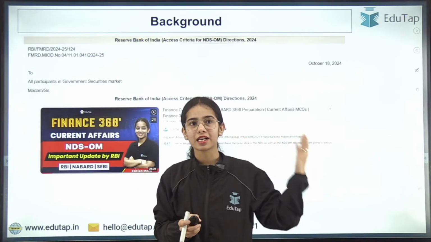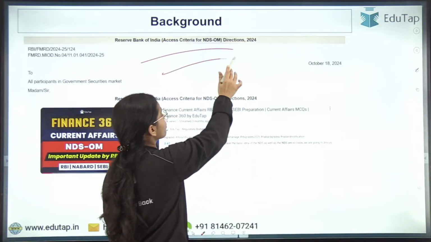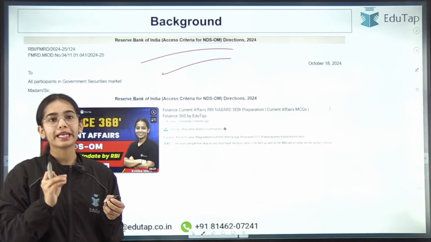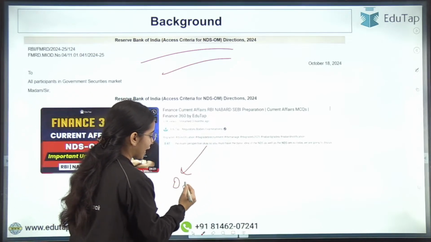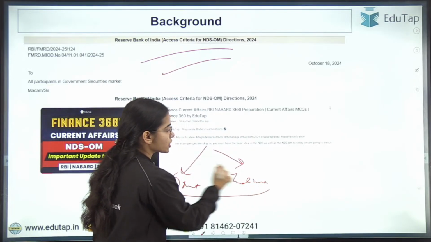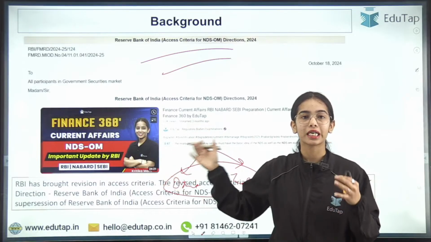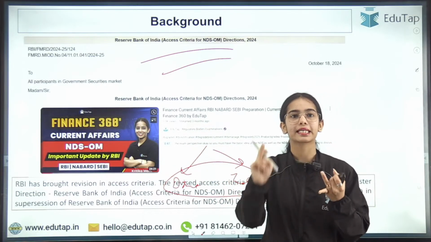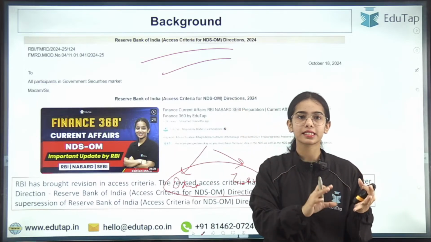Now, as I have told you, in October 2024 a guideline was released regarding access to the NDS-OM platform, where it was defined what is direct access and what is indirect access. I have taken a session on this also, but in the master direction, again, there is the discussion about direct access, indirect access and the stock broker connect. So let's discuss them briefly.